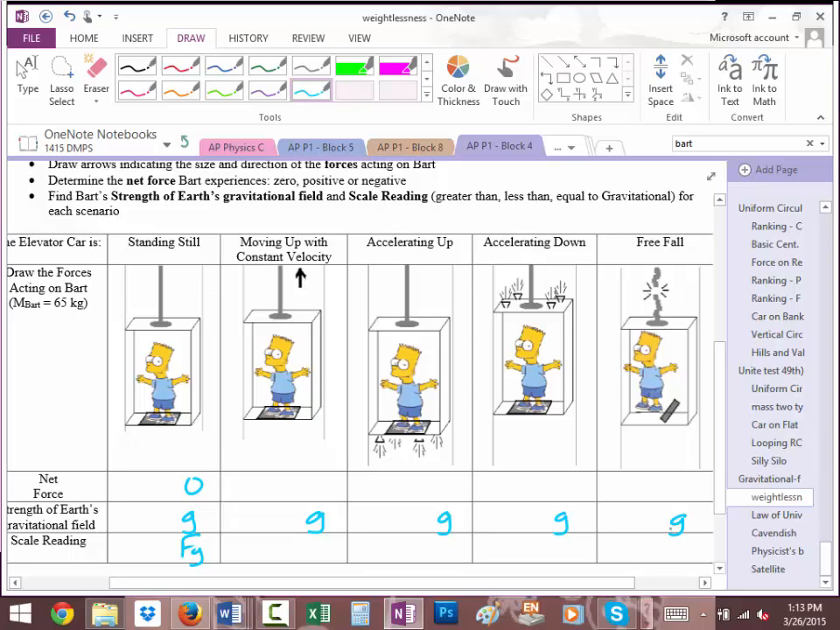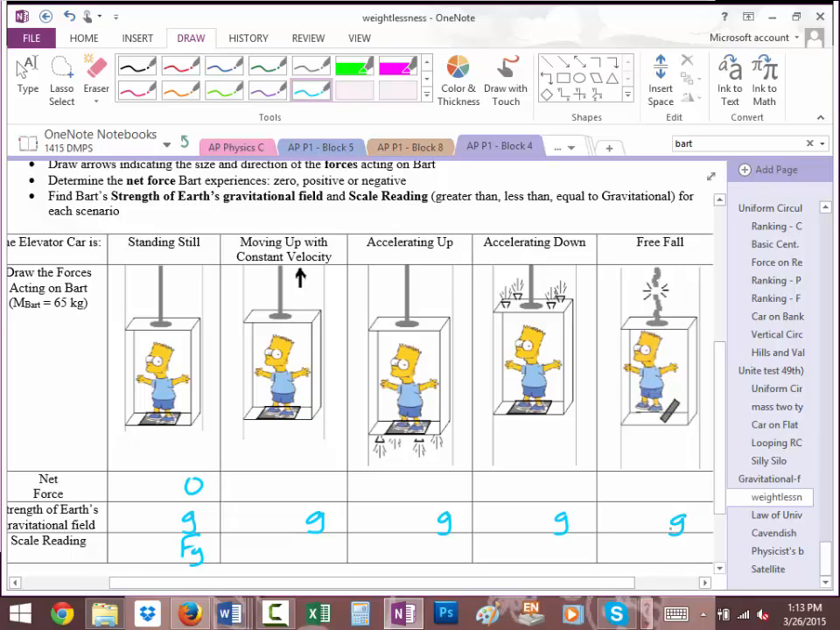You're accelerating upwards. What is the scale? Where does that readout come from? What does it represent? The force of Homer on the force of Bart on scale. That. What does it read? I'm still not quite getting it.